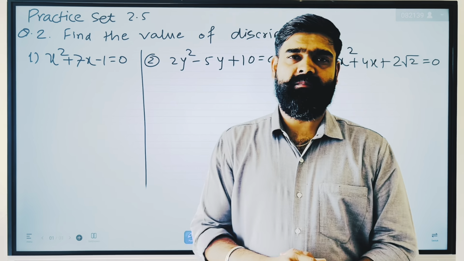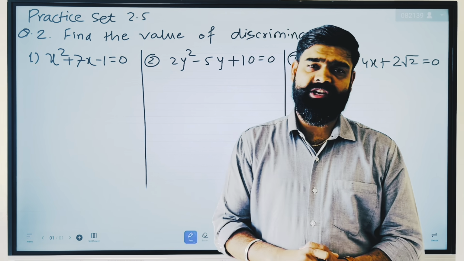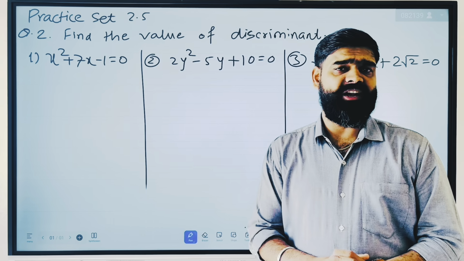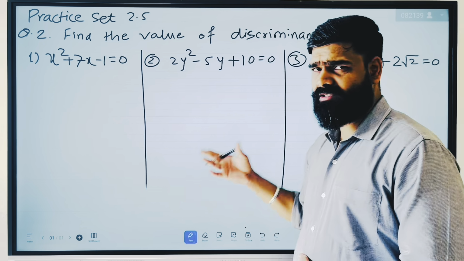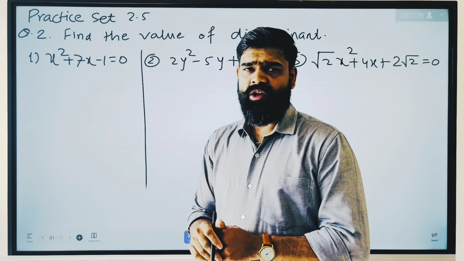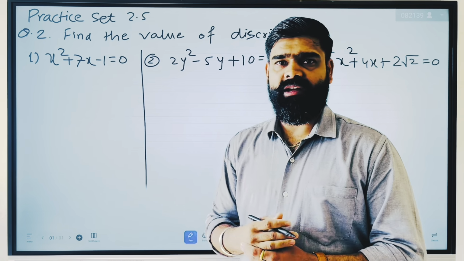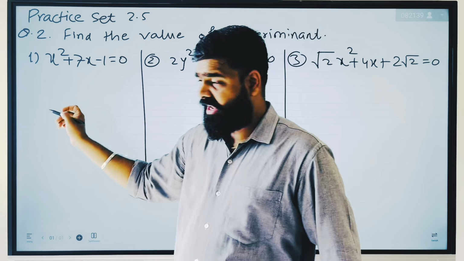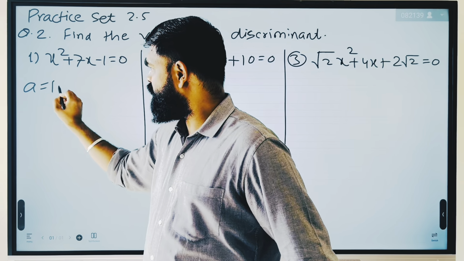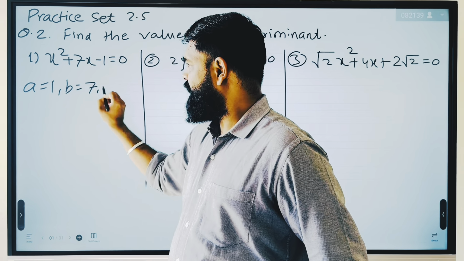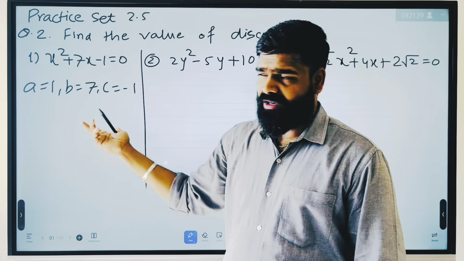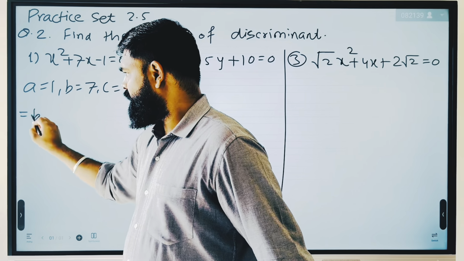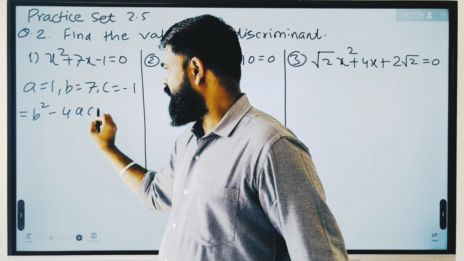Practice set number 2.5. Question number 2 is find the value of discriminant. So these are the three examples we are going to solve. So how to find the value of discriminant? Discriminant is b square minus 4ac. First of all, we should write the values of a, b and c. So a is equal to 1, b is equal to 7 and c is equal to -1. So we have to write down the formula b square minus 4ac.